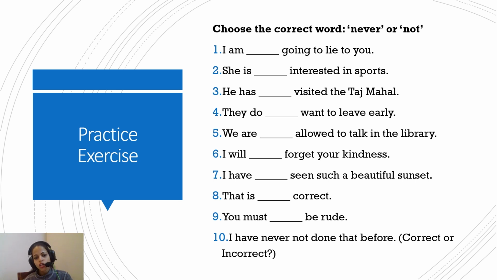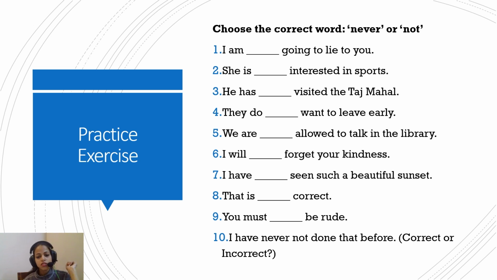We are dash allowed to talk in the library. We are not allowed to talk in the library. So at this point, somebody meets you in the library and tells you that we're not allowed to talk in the library, so you better talk here. I will dash forget your kindness. I will never forget your kindness. Somebody says, "You've been so nice to me. This is going to stay with me forever." So the word never will be used here.